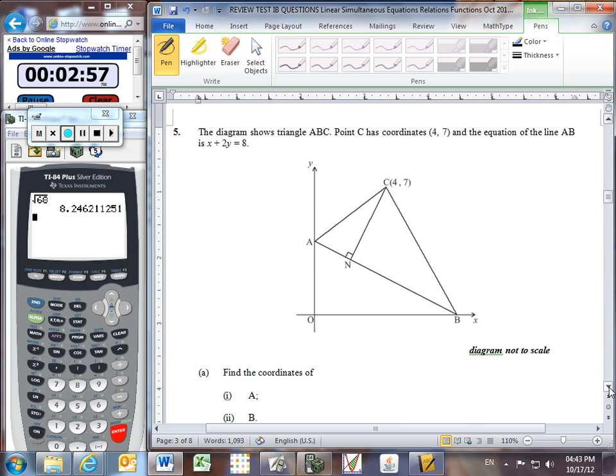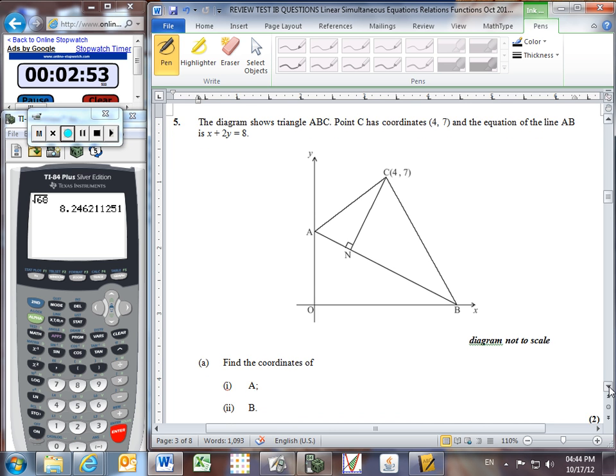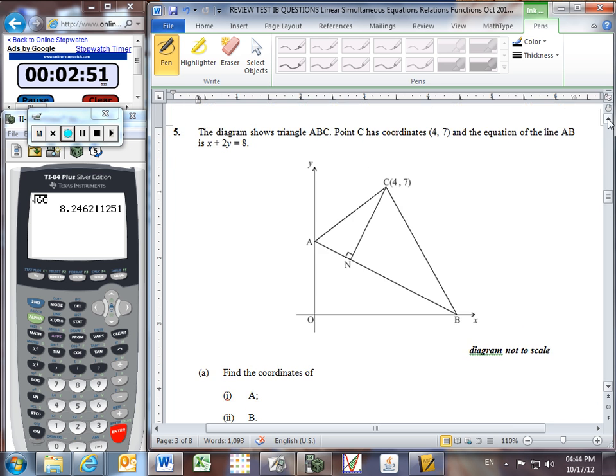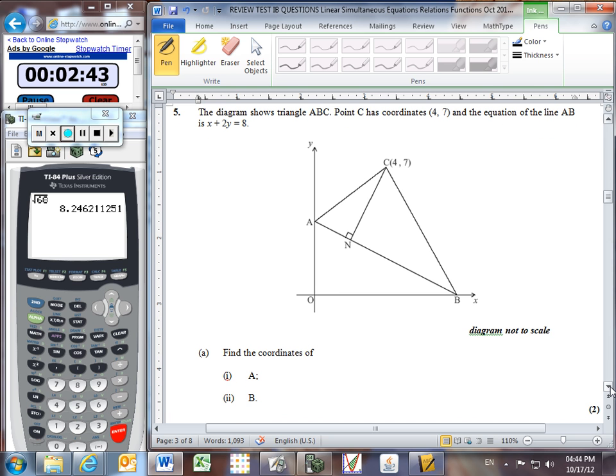Number 5. We've got this triangle ABC with the given points for C and the equation of line AB. We need to find the coordinates of A and B. Well, this is very much like the question that we just did, isn't it? We know that the value of the y-intercept will occur when x is 0. And so we'll quickly find out that y is equal to 4, and therefore the coordinates of A are 0, 4.